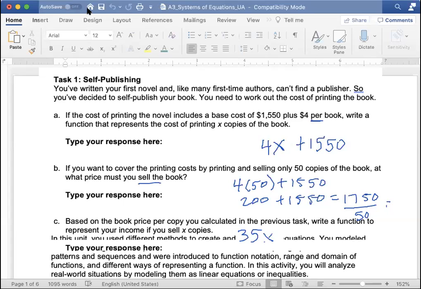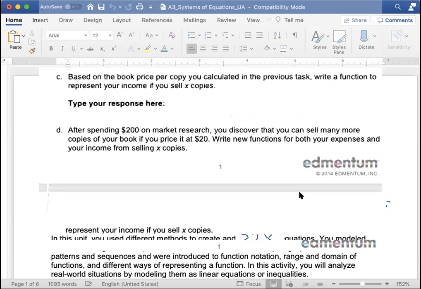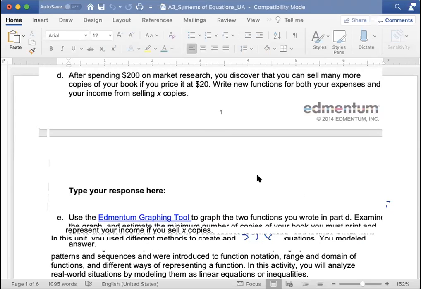Okay. I'm going to have to clear this off and scroll down. Okay, so after spending $200 on market research, you discover you can sell many more copies of your book if you price it at $20. So instead of pricing it at $35 a book, you're going to price it at $20 a book. Write a new function for both your expenses and your income from selling X copies.